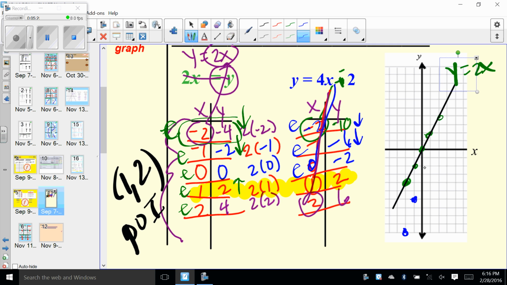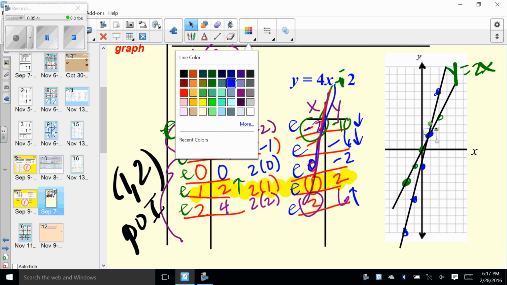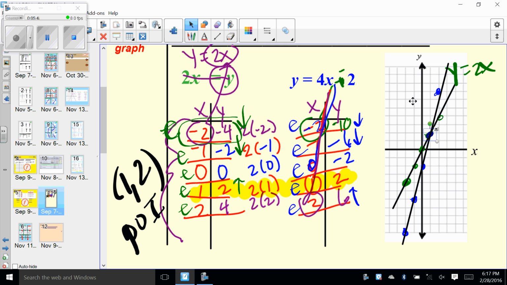Elevators at 0, go down 2 floors. Elevators at 1, go up 2 floors. Oop, there's our POI. That's what we're looking for. That's what we're hoping for. Elevators at 2, up 6 floors. Right 2, up 1, 2, 3, 4, 5, 6. So there is our line. Looking for our point of intersection. Our point of intersection is right here. At 1, 2, there's our POI. So you can see it happened in the table and it happened in a graph. There's our point of intersection.